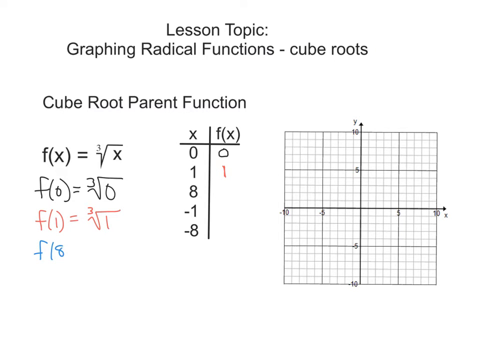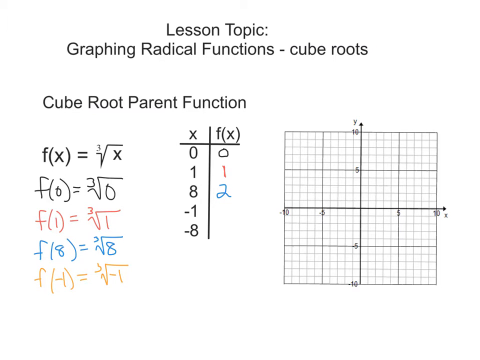f of 8 is the cube root of 8. What number times itself 3 times is 8? Well, that would be 2, because 2 times 2 times 2 is 8. And now we're going to put in a negative value just like we did with square roots. We're going to say f of negative 1 equals the cube root of negative 1.